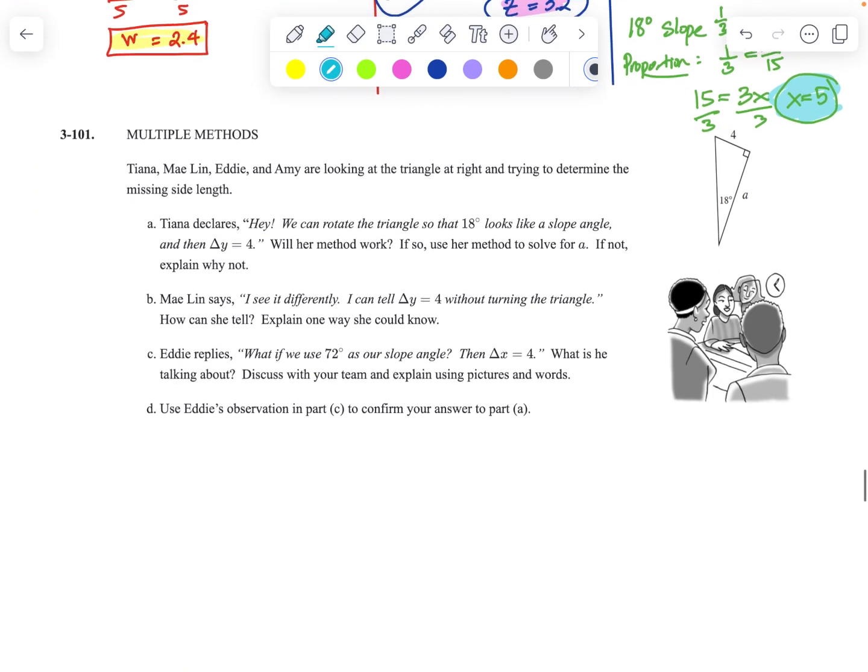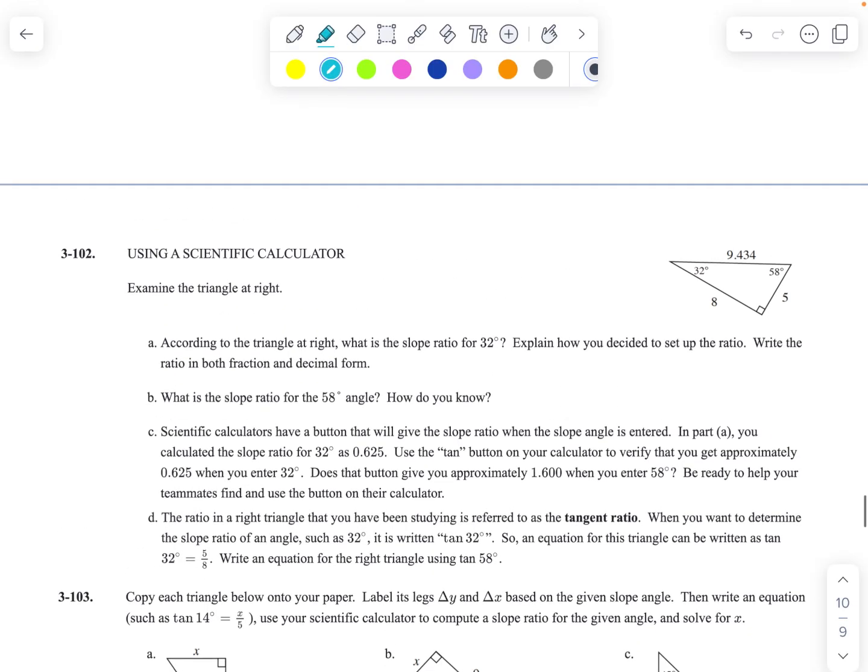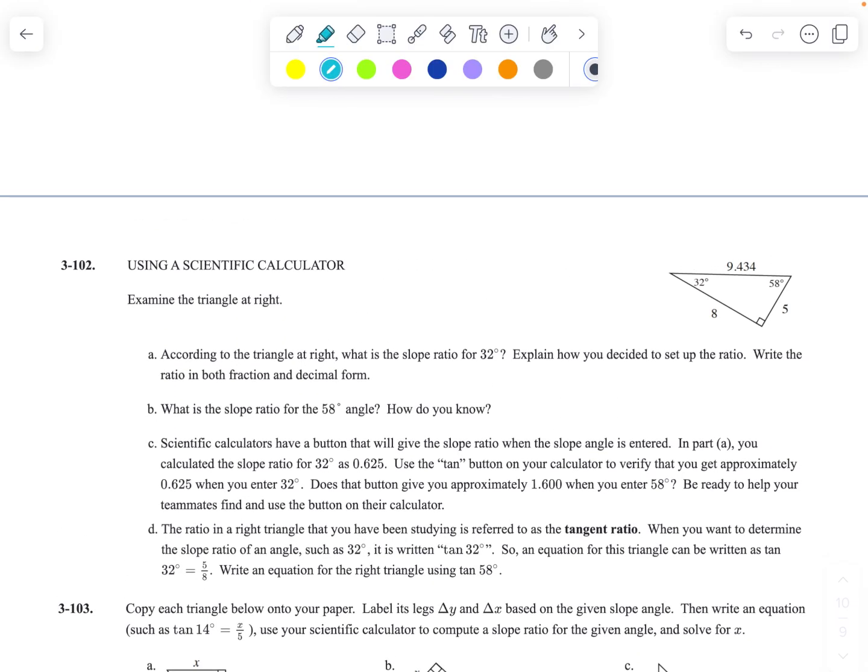I'm going to skip number 101, and I'm going to go to 102. Okay, here is the big reveal: for this, we can use a scientific calculator, and we're going to learn how to do that today. So it says, examine the triangle at the right. According to the triangle at the right, what is the slope ratio for 32 degrees?